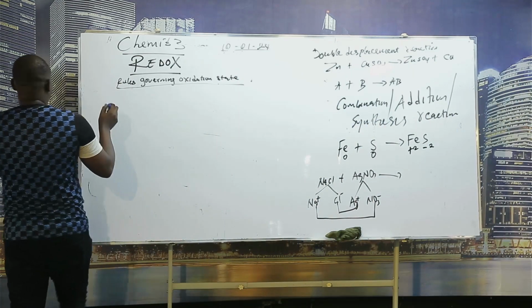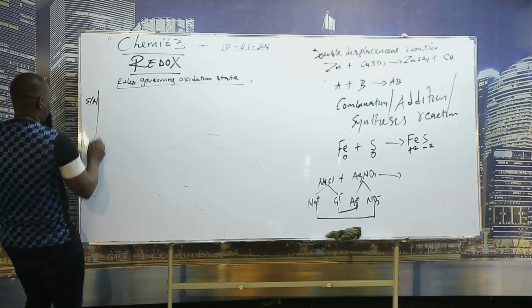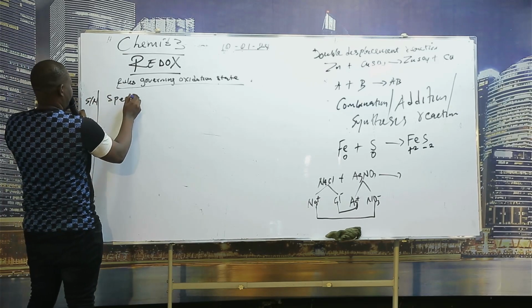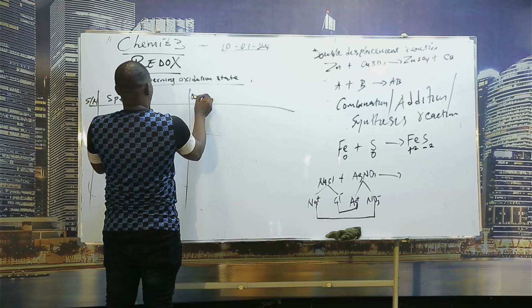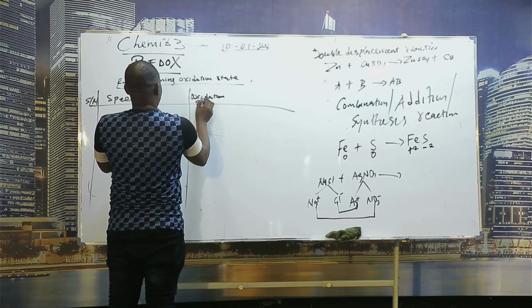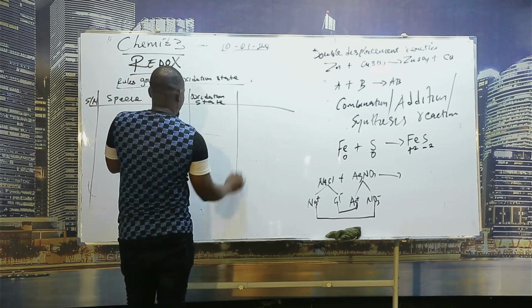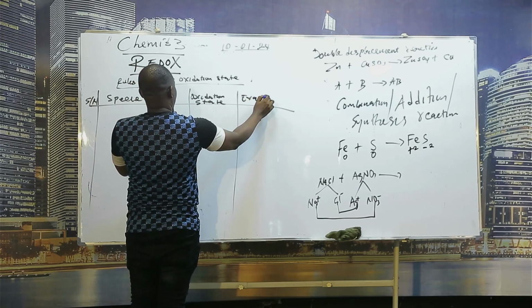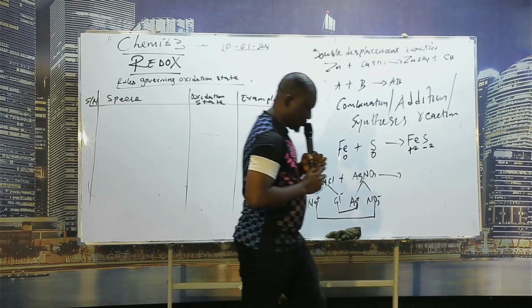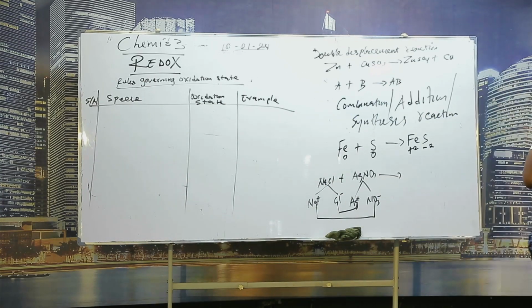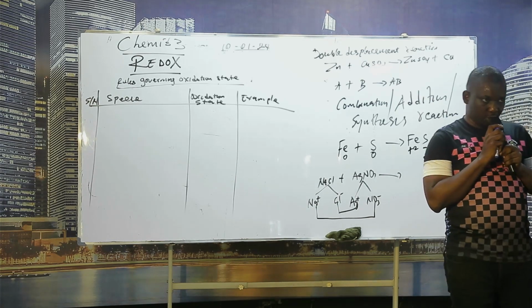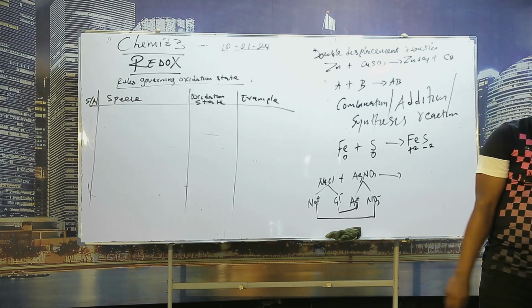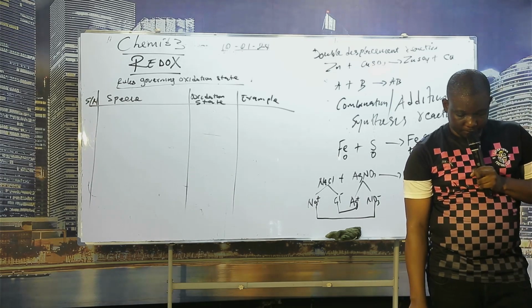Okay, look at what we're going to do now. These are going to be my rules for the species, in tabular form: oxidation states, then examples. Please draw quickly. Let's fill the table. The table will be rules that will guide you to know the oxidation number of every chemical substance that is available.